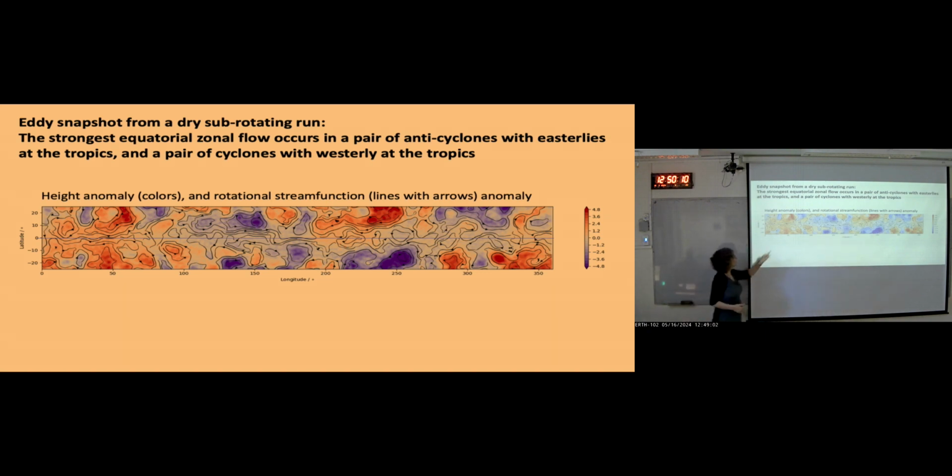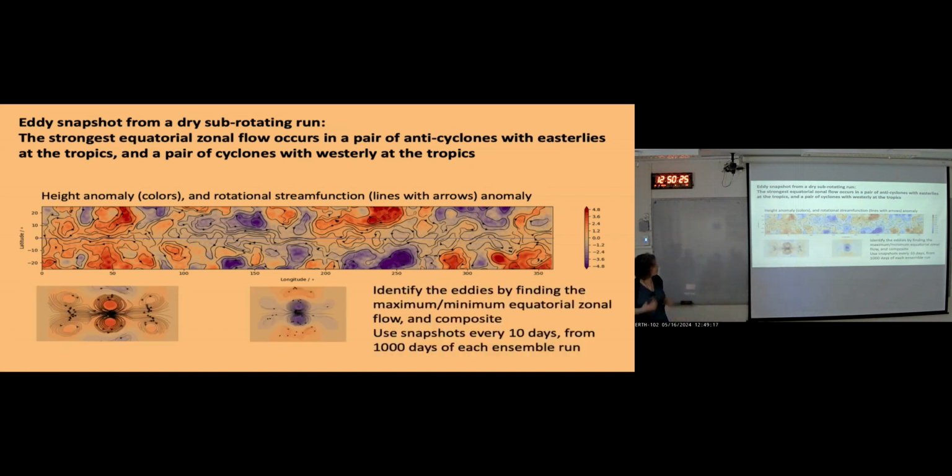And we can choose the strongest negative U along the tropics. It would fall here. And we can actually do this for every 10 days out of the 1,000 runs of every one of our ensemble members. And we center them either at the strongest zonal wind or the weakest zonal wind to look at these.